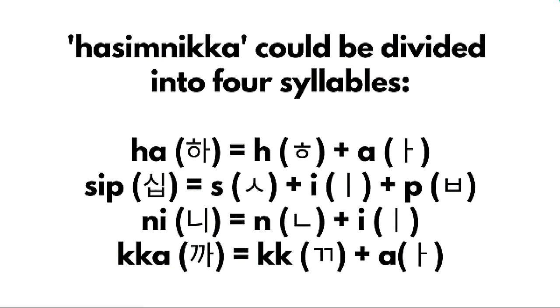The second syllable sip is formed from the combination of the siot, i, and bieup sound. Ni is formed from the combination of the nieun and i sound, while ka is formed from the kieuk and a sound. Although the second syllable sip ends with a bieup character, it is pronounced as sim since it is followed by a nieun character from the third syllable ni.